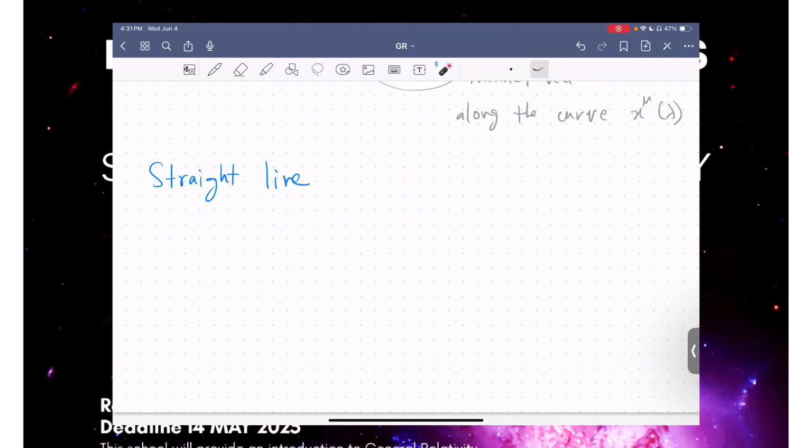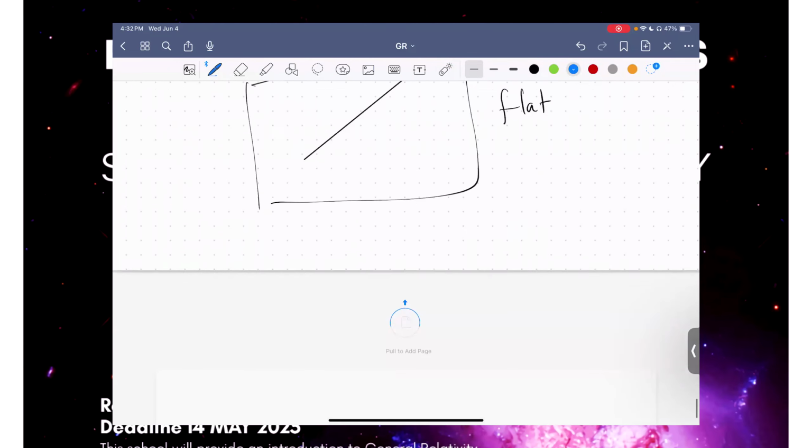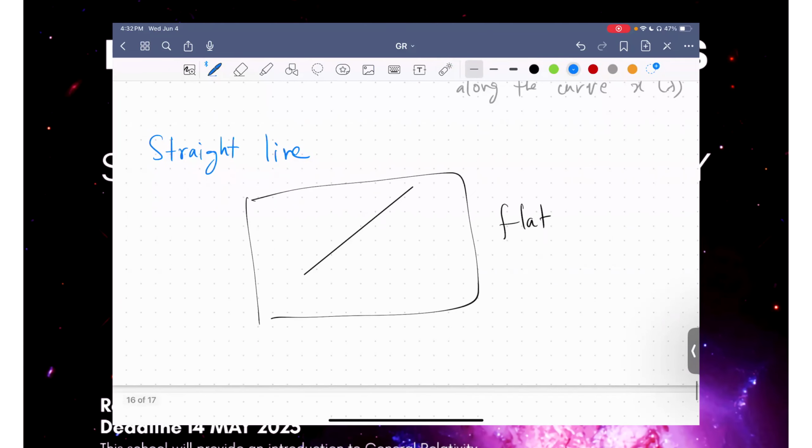In case of flat geometry, we have an intuitive idea of what a straight line is, right? So suppose this is flat. So a straight line is really just a straight line. I'm not going to define what it is because, again, I'm going to rely on intuition. But observe that this has the property that at any point, let me draw the tangent vector.